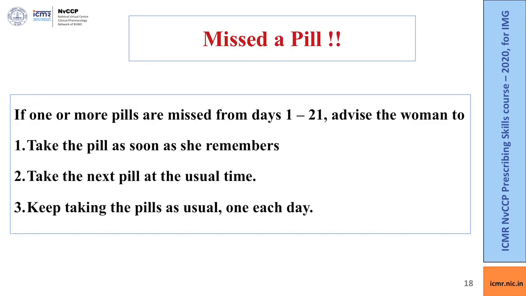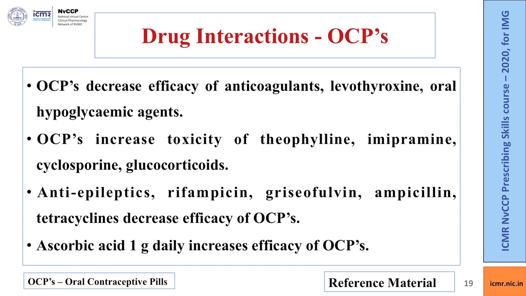If one or more pills are missed from days 1 to 21, advise the woman to take the pill as soon as she remembers, take the next pill at the usual time, and keep taking the pills as usual, one each day. As mentioned earlier, drug interactions can occur with oral contraceptives.